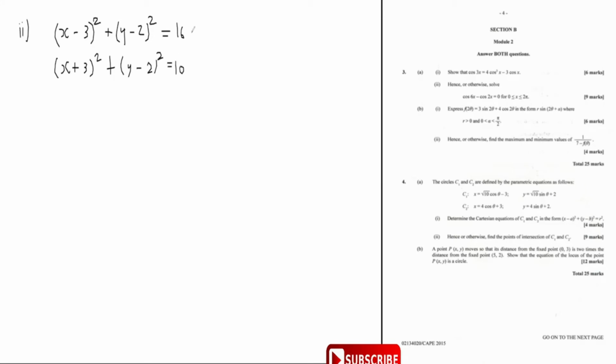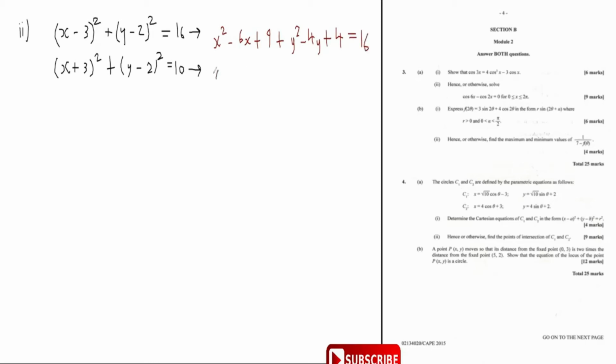To solve them, the first thing I'm going to do is expand them. We need to expand them first, so I need to get them from the standard form to the general form. The general form for the first one will be x squared minus 6x plus 9, plus y squared minus 4y plus 4, and that's equal to 16. All right, that's the first equation in general form.